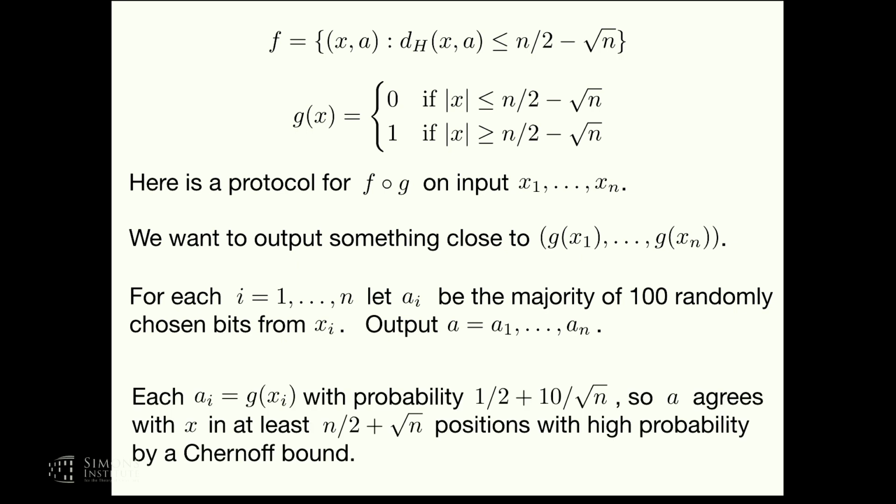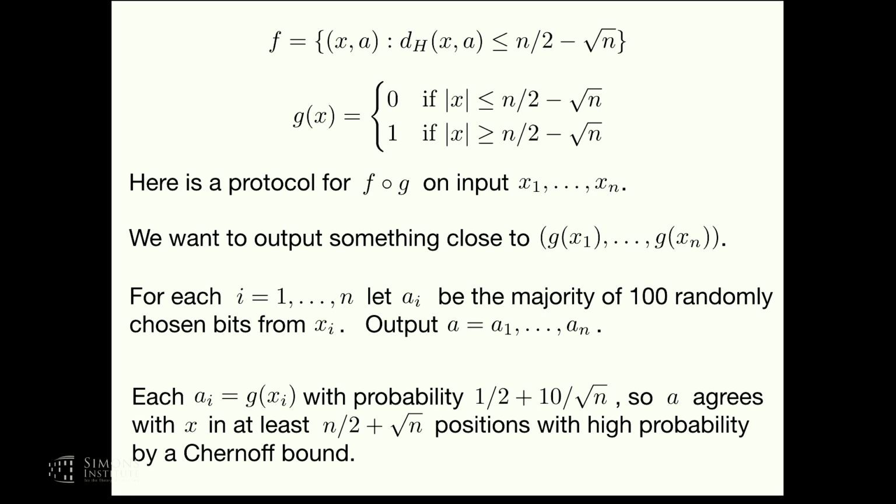So with probability something like a half plus 10 over root n, each ai is going to agree with g of xi. Therefore, if we look at this string a as a whole, with high probability it's going to agree with g of x in at least n over 2 plus root n many positions. Does that make sense? Okay, so that's the protocol.